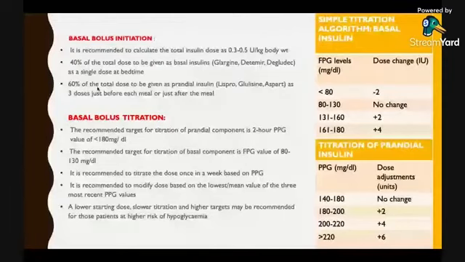If you are shifting to a complete basal bolus therapy from oral medications, you can take the total insulin dose as 0.3 to 0.5, a mean of 0.4 unit per kg body weight, and you can divide it either as a 40-60 ratio or a 50-50 ratio. You give 50% as the basal and 50% in the prandial, and then you can divide it by 3 and start before each meal. Then you can titrate based on the prandial insulin chart as well as the basal insulin chart.